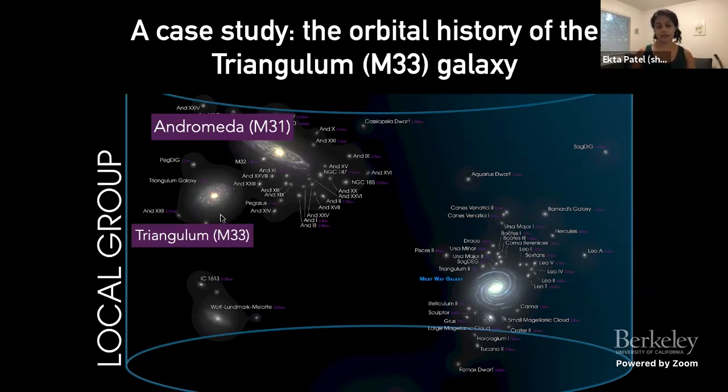And just like the Large Magellanic Cloud, Triangulum is the most massive satellite galaxy we know to be orbiting around the Andromeda galaxy. So again, it's roughly 10% the mass of the Andromeda galaxy. So we'll look at the orbital history of Triangulum.